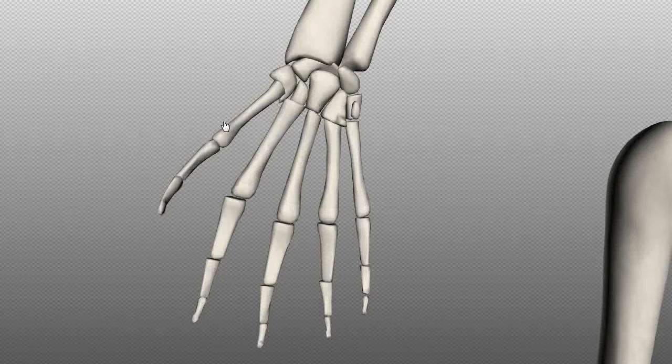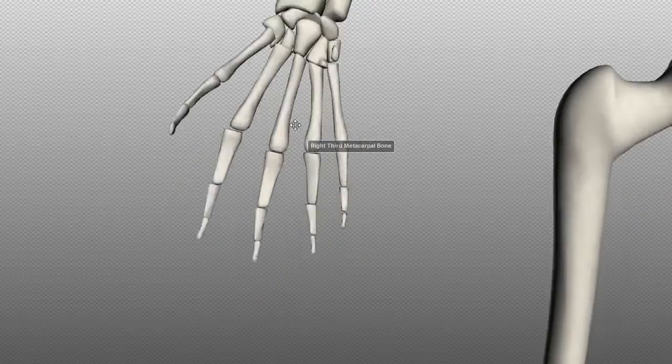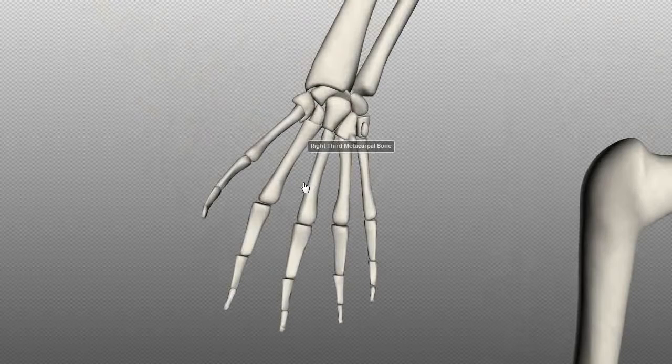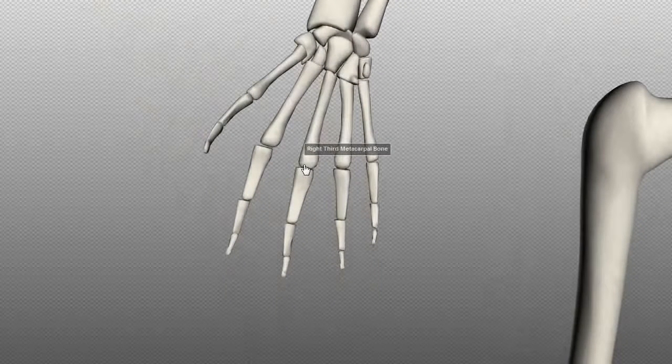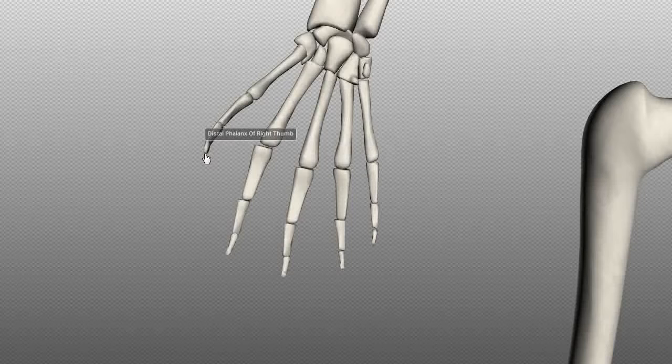So the thumb side is the first metacarpal, and you've got 2, 3, 4, 5. So when you're referring to metacarpals, you refer to them as the first, second, third, fourth, fifth metacarpal. And then these articulate with the phalanges. So the bones of the fingers are called phalanges. So the singular term is phalanx and plural is phalanges.